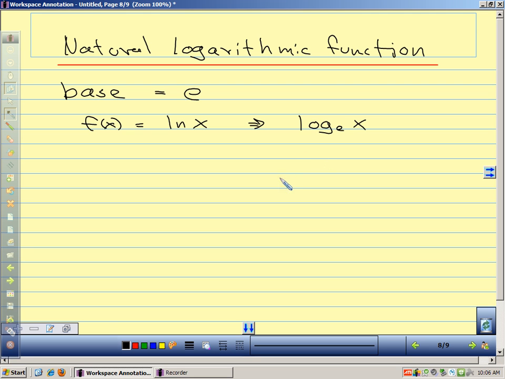So it's important to remember that when you see ln, that means log base e. So let's look at a couple of examples using the natural logarithmic function, going back and forth between exponential and logarithmic form, exactly the same for the natural base as the other examples we did. We just have e as our base. Let's look at a couple of examples. Natural log of e to the fifth.